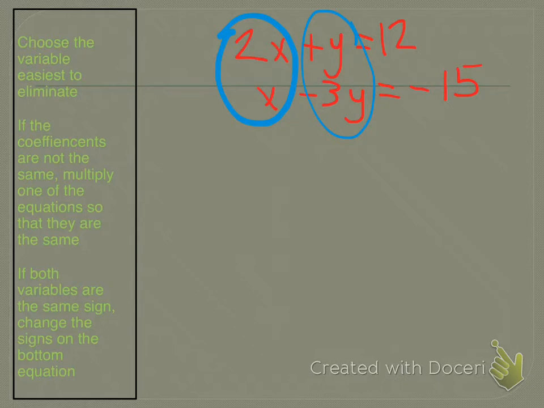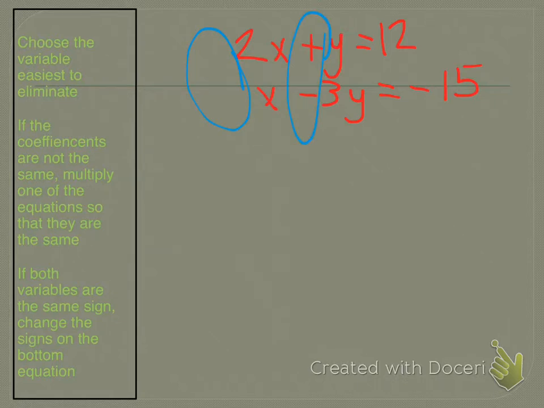It's totally up to you, but I will tell you this. Look at the signs. The x is positive in both of those. We don't want to eliminate that. We want to keep that one there. Here, one is positive, one is negative for the y's. So that's the one I want to eliminate. So I have decided that I'm going to eliminate, for this problem, the y's. Don't write that down. Don't write that y down.